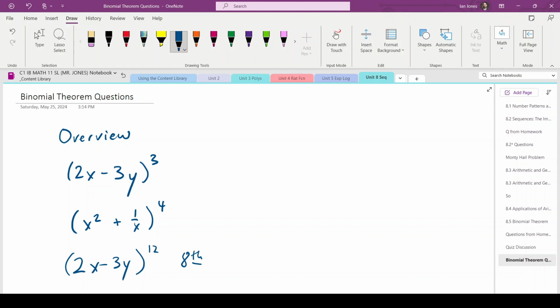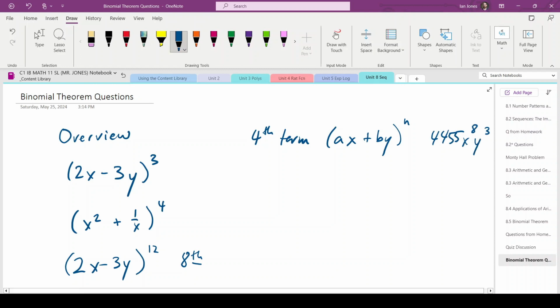Then I'm going to do a more difficult question where it tells us that the 4th term of a particular expansion, where we don't know the coefficients a and b, is 4,455 x to the 8 y to the 3. And they ask us for the values of a and b, where all we're told is that a and b are integers. So that's a more complicated question.